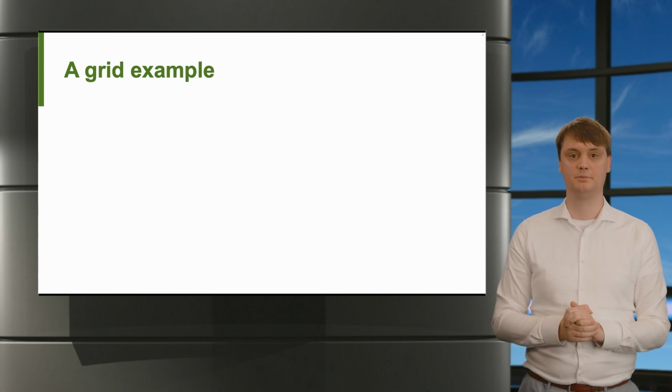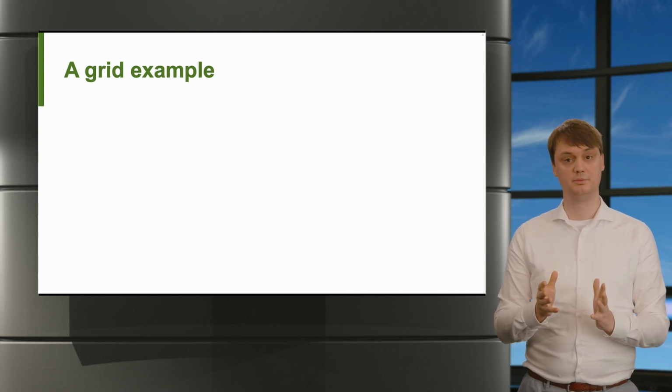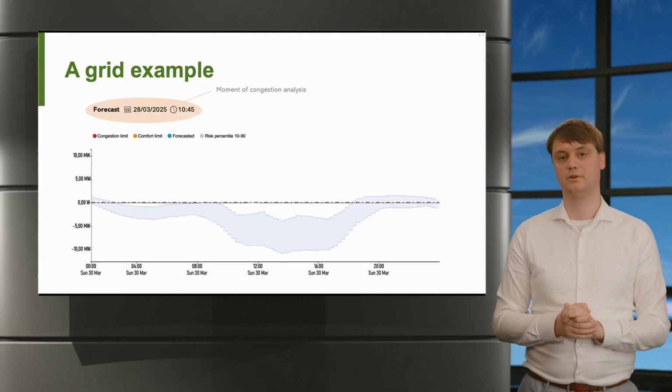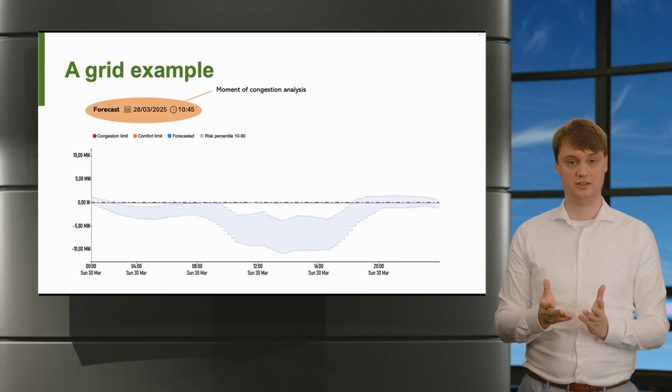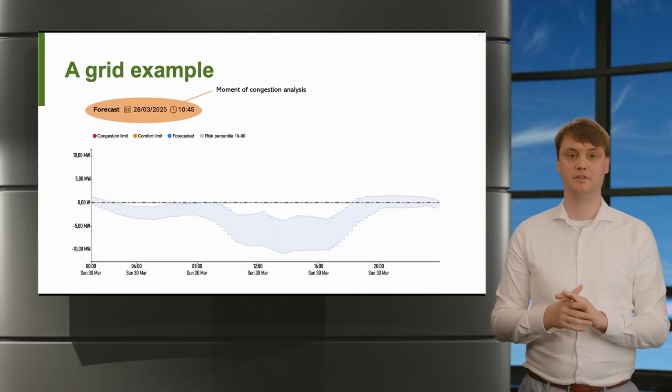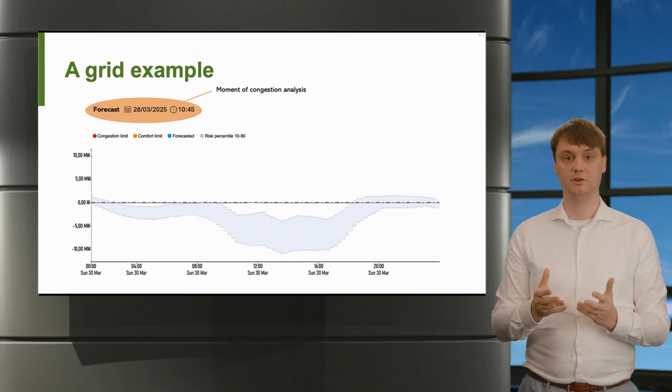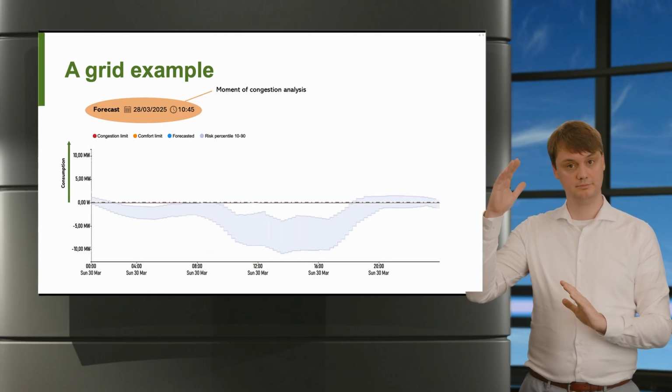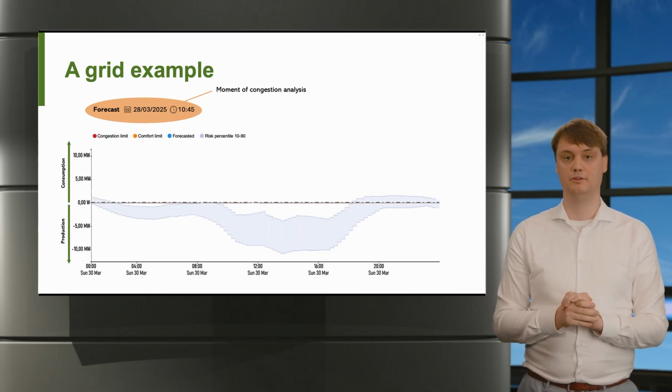We look at a specific part of the grid that delivers electrical power to households. For example, consider a 10 megawatt station that could supply a few thousand households. And those households can both consume power and produce power. So flows in both directions are possible.